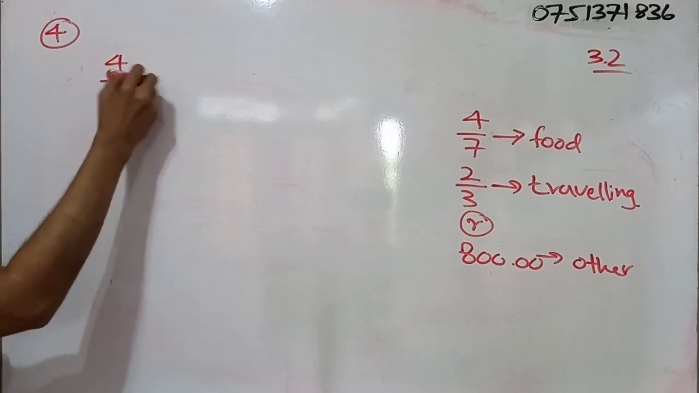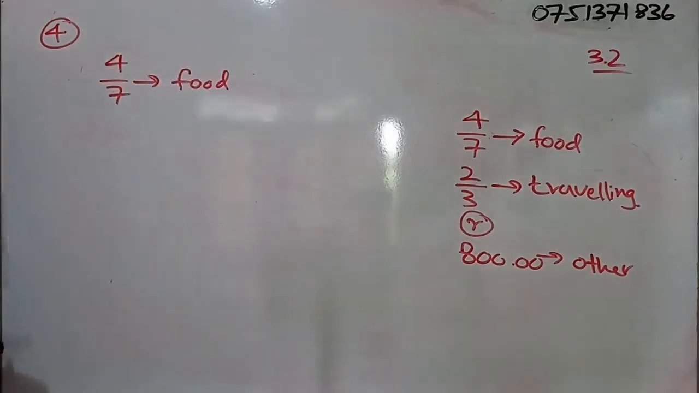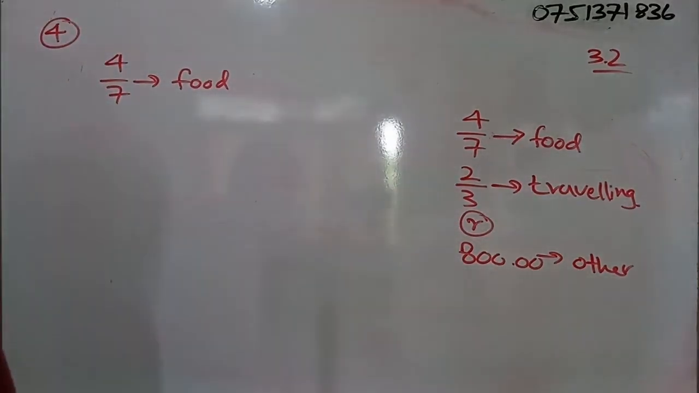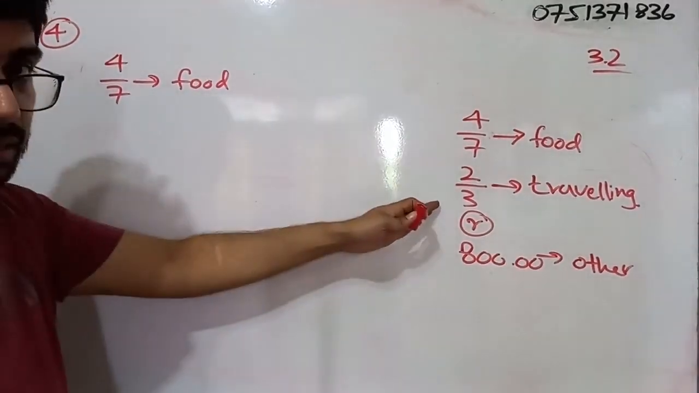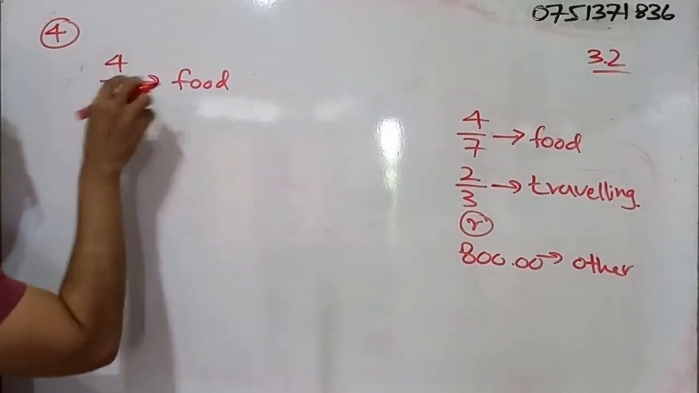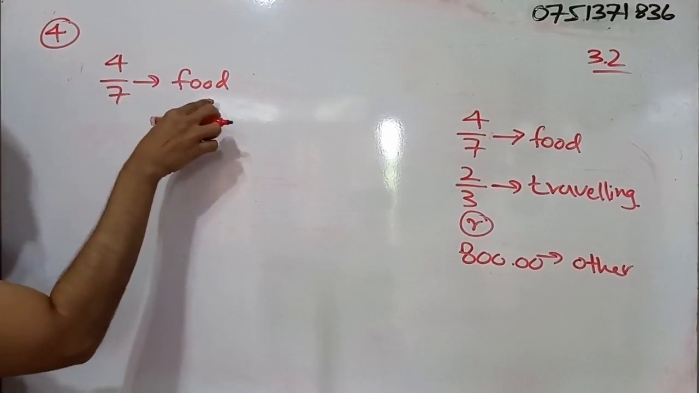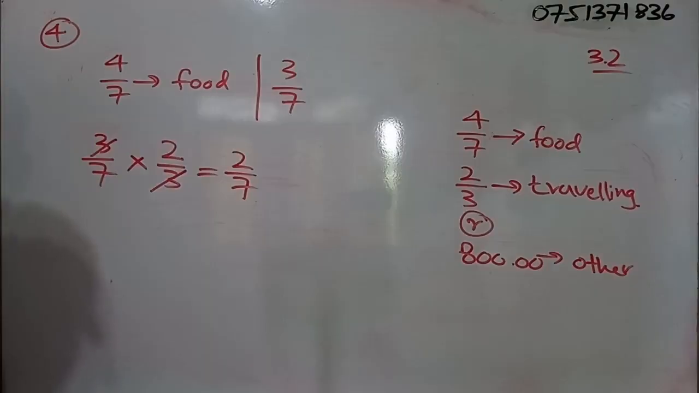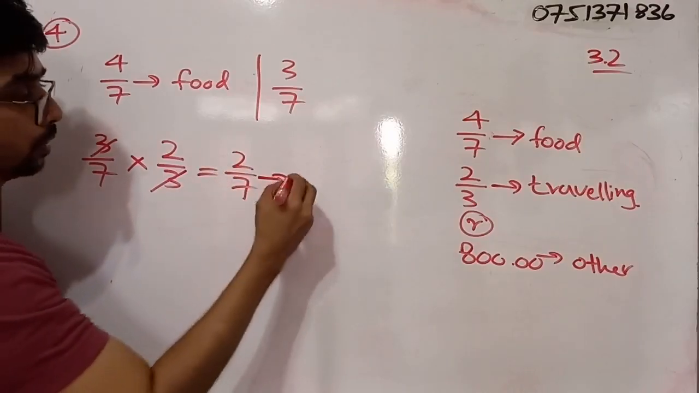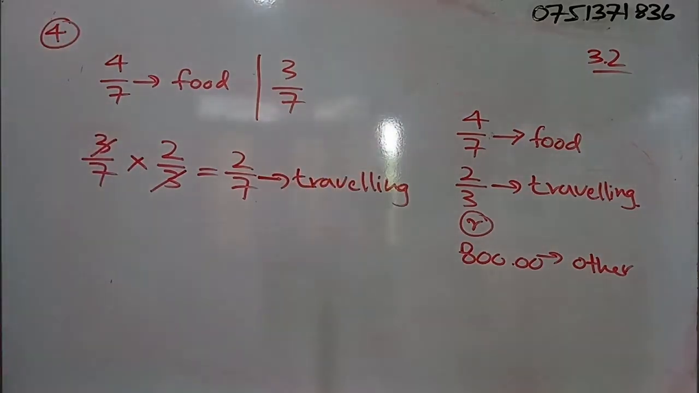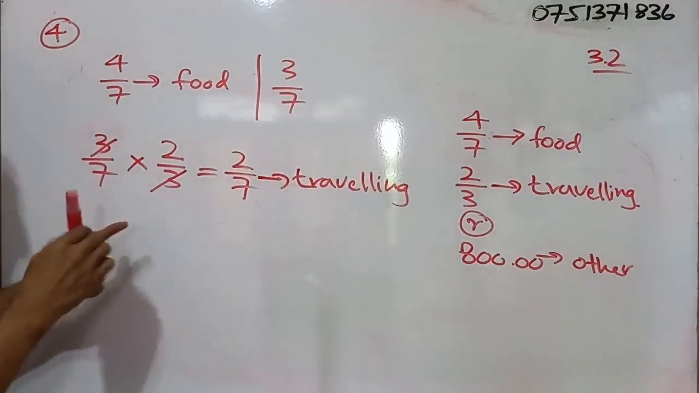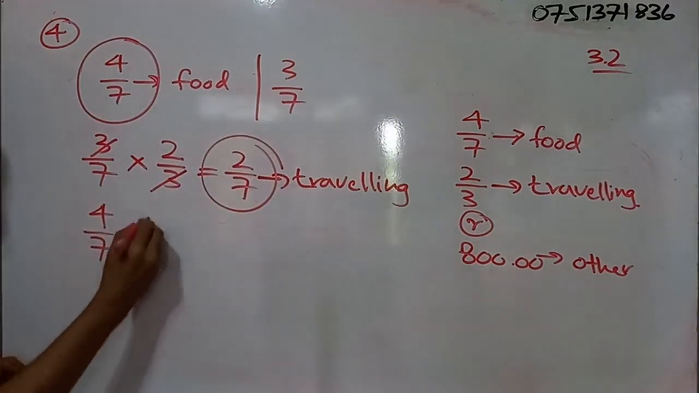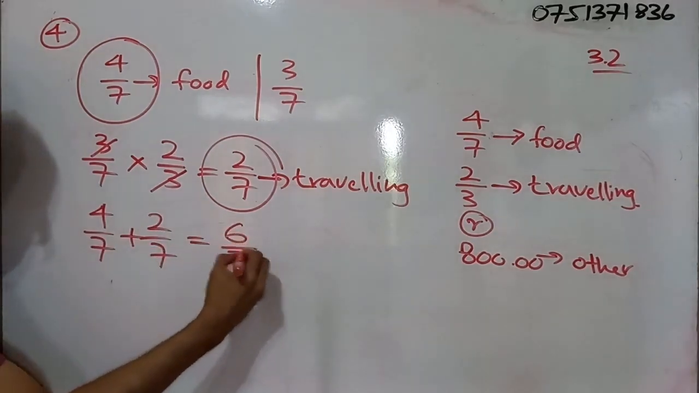4 by 7, that amount, that is for food, no? So we will calculate as a fraction, what is the amount that was spent for traveling as a fraction. So the remaining amount is what? If 4 sevens were spent on food, 3 sevens, no? So from this amount, 2/3 were for traveling. This amount, that is for traveling, no? Now what is the total amount for food and traveling as a fraction? 4 by 7, we have to add the 2 by 7, no? So we get what? 6 by 7.